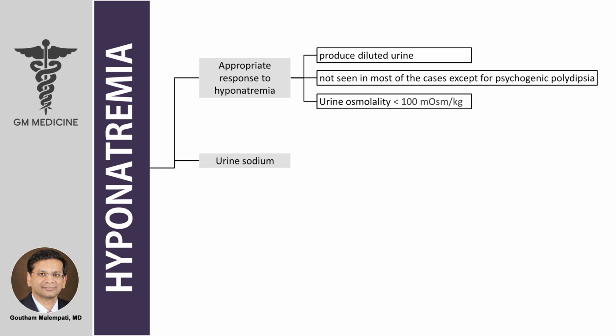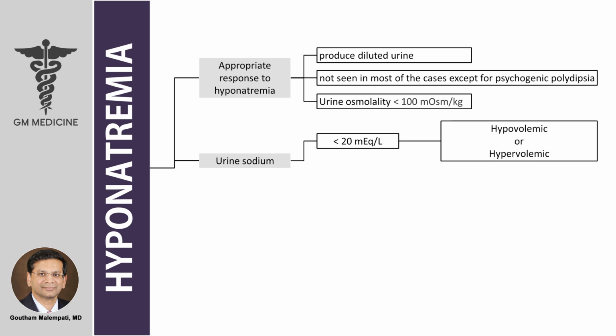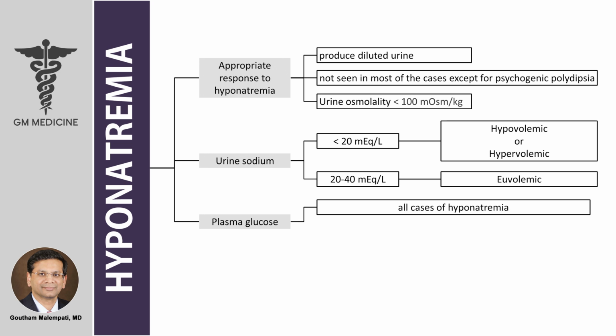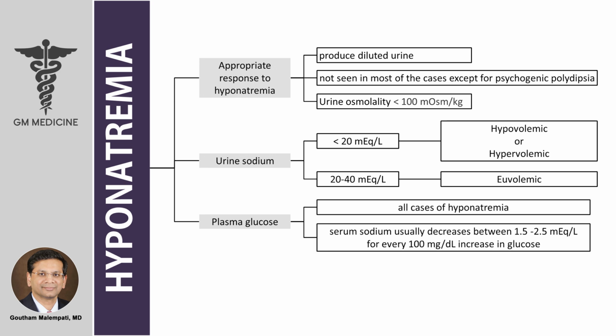Other labs to check are urine sodium. If the urine sodium is less than 20 milliequivalents per liter, it usually reflects hypovolemic or hypervolemic hyponatremia, whereas urine sodium between 20 and 40 milliequivalents per liter usually reflects euvolemic hyponatremia. Plasma glucose is mandatory in all cases of hyponatremia, and serum sodium usually decreases by 1.5 to 2.5 milliequivalents per liter for every 100 milligrams per deciliter increase in glucose.